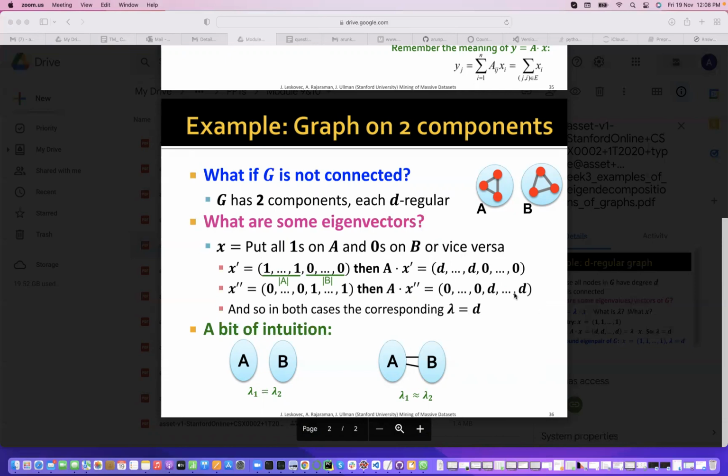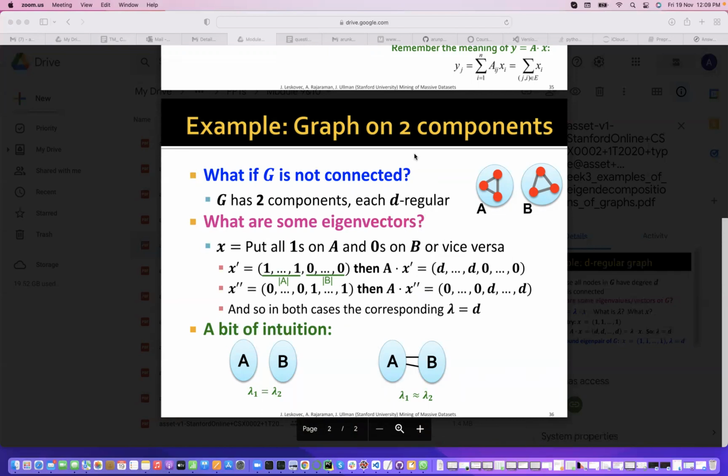If you do this, why are you getting zeros? Because from that component, you will not have any edges going here. So the neighbors, this is not a neighbor for any previous component nodes. So that's why you'll get zeros, summing up all those things. Here you are getting D's for this. Only within that component, you will get D. When you are going outside, because they are not connected, you will get zeros. So in both cases, the corresponding lambda equals D.